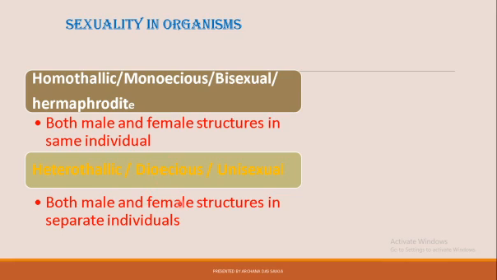Here, male and female structures are present in separate individuals. Here we can clearly differentiate which is the male animal and which is the female animal, or which is the male plant and which is the female plant. In plants, an example is papaya, and in animals, we humans are also unisexual. Males and females have separate identities.